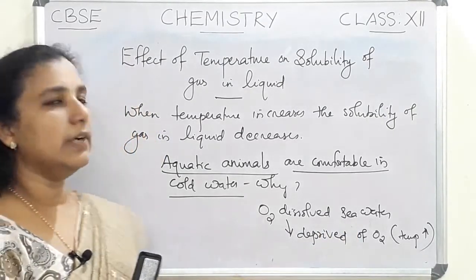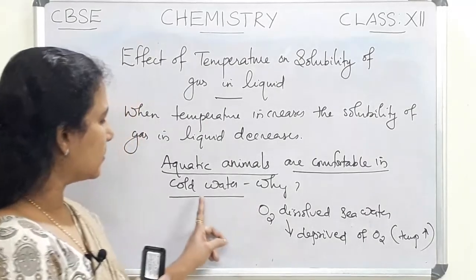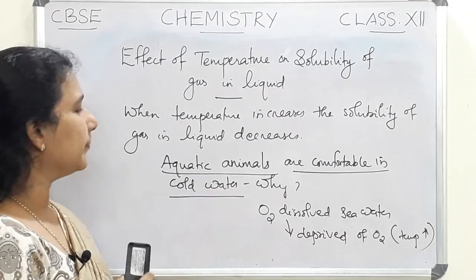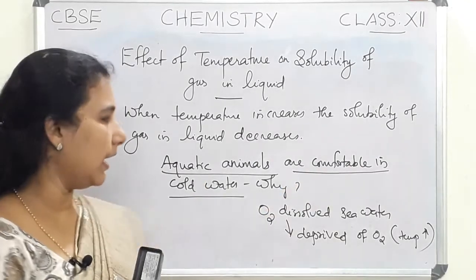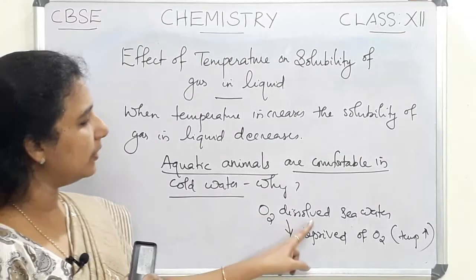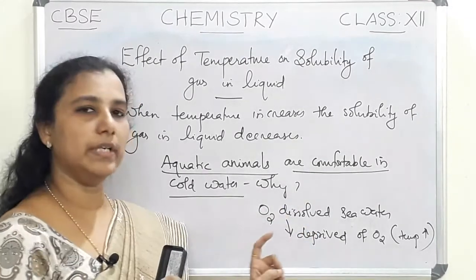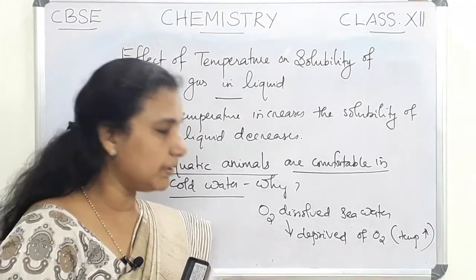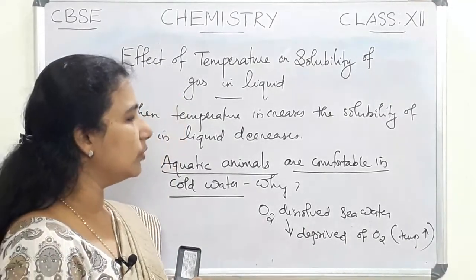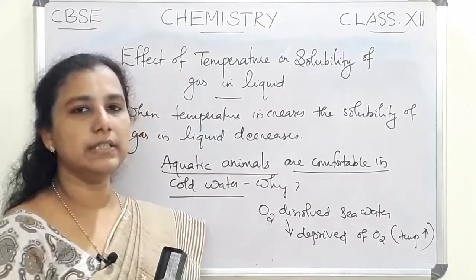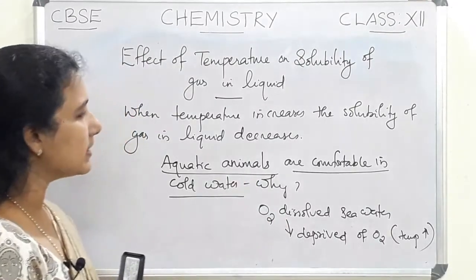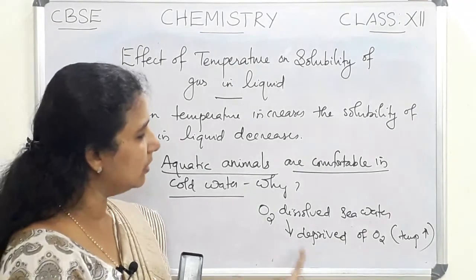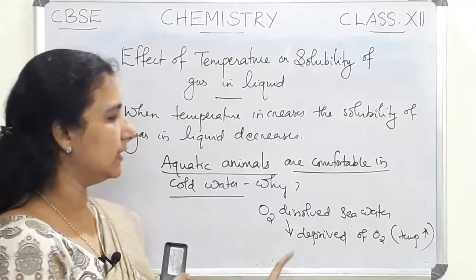So that is uncomfortable to aquatic species. So cold water, or cold condition, or winter season, is comfortable for aquatic animals. Oxygen dissolved in seawater is used by aquatic animals. So if the temperature is more and the oxygen is less, those animals are uncomfortable. So aquatic animals are comfortable in cold water. If temperature is more, the solubility will be less. That is the reason.